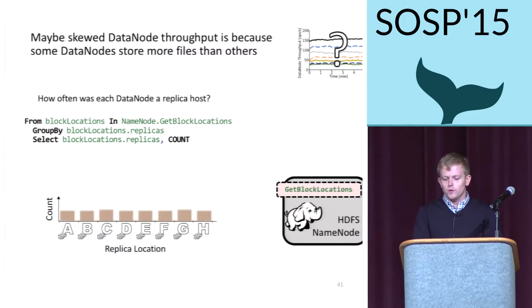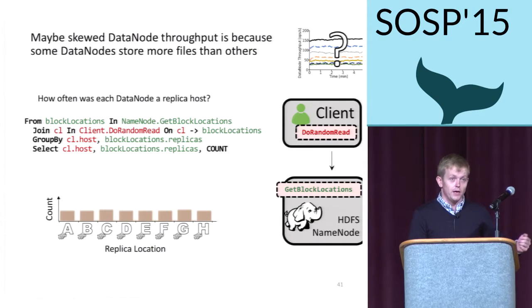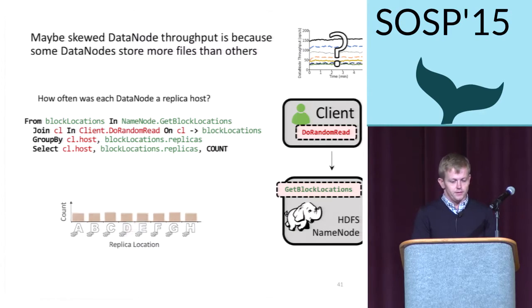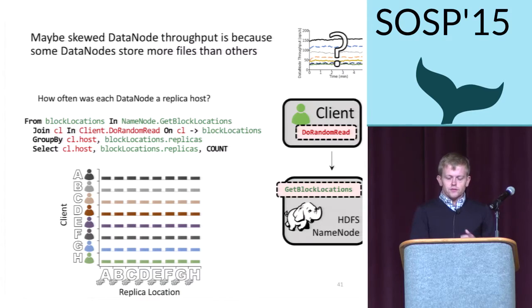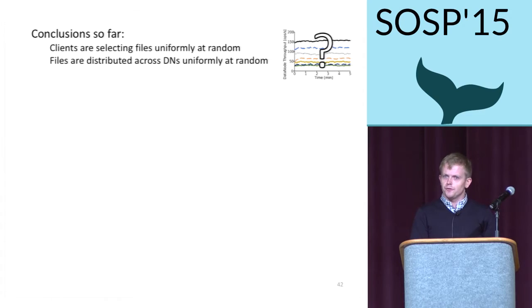As with the previous query, we want to check that this is individually the case for each client. So just like before, we modify the query to join with and group by the client. And we can now plot the same result, but individually for each client, like this. And this result is still the expected behavior for HDFS. It's telling us that replicas are distributed evenly, and thereby this doesn't account for our weird throughput problem either. So clients are selecting files uniformly at random, and those files are distributed across data nodes uniformly at random. Yet the HDFS load is highly skewed.